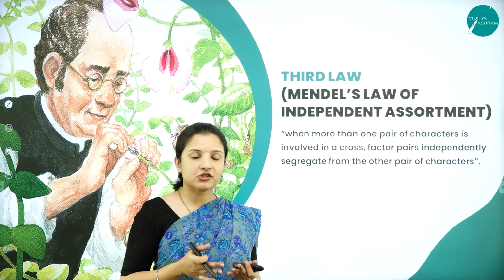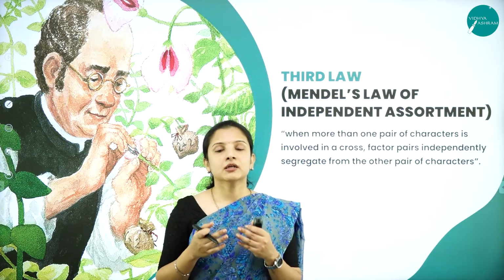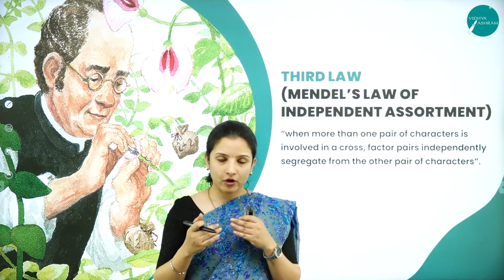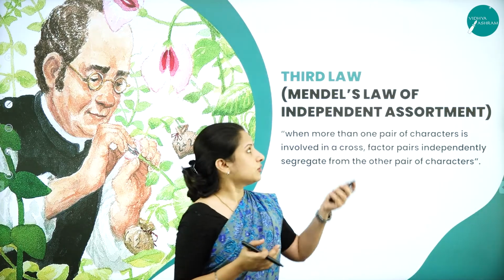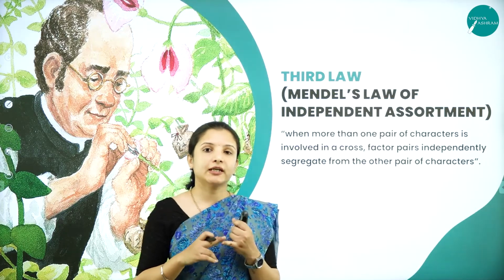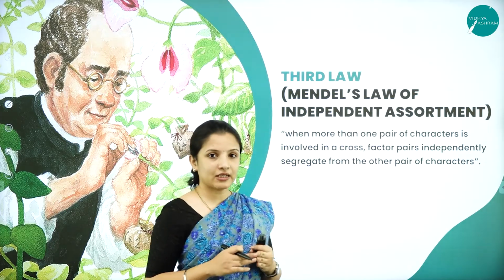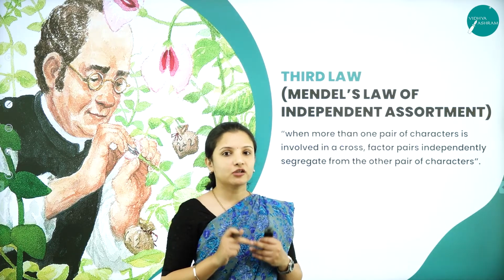So in the previous sessions you had studied about Mendel's law of dominance and the law of segregation, right, so all the 3 laws are together called the law of inheritance. So under law of inheritance you had studied law of dominance and law of segregation. Here we will study law of independent assortment. So what does law of independent assortment state?